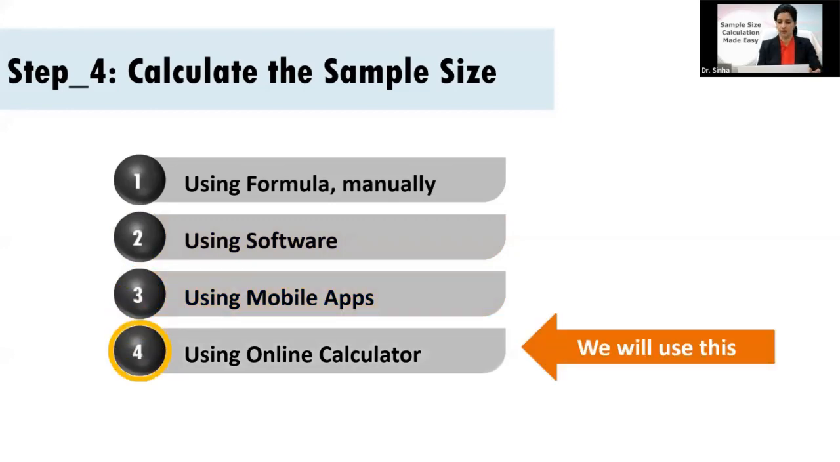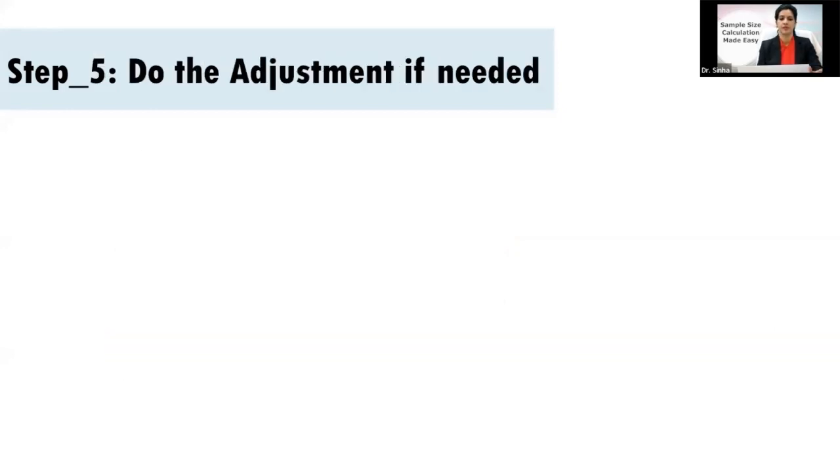We will use this online calculator. Now the next, or the fifth step, is we have to make the adjustment. So once you have calculated the sample size, you have to adjust your sample size because you have to estimate the population parameter. And to represent your sample up to that particular population, you should adjust your sample size.